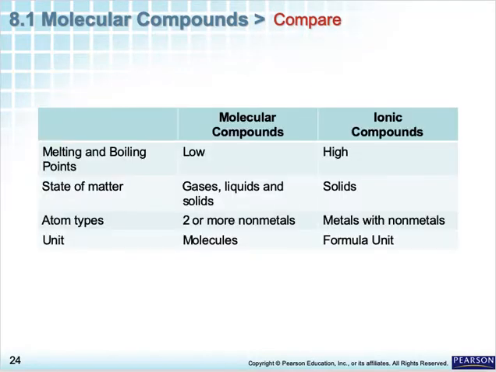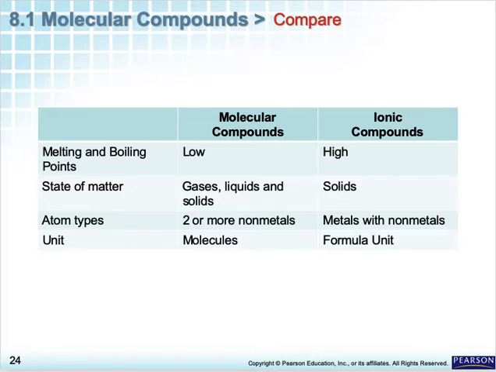And the answer to that is, when we have molecular compounds, they have much lower melting and boiling points. State of matter can be solids, liquids, or gases. And there are two or more nonmetals in that compound, and the unit is called a molecule. Remember, those two or more nonmetals could be two of the same atom, or it could be two different atoms. So O2 is still a molecular compound.